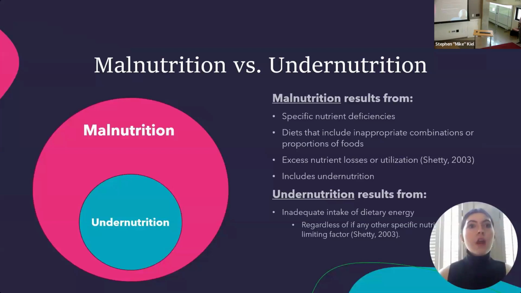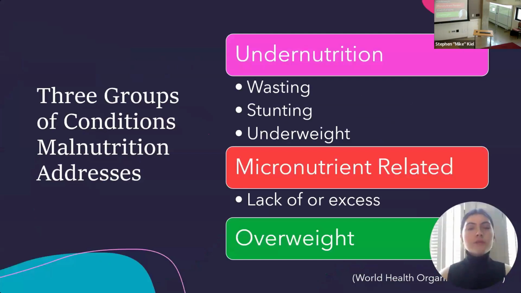Undernutrition results from inadequate dietary energy intake, which happens regardless of whether any other specific nutrient is a limiting factor. Malnutrition is a larger category that includes undernutrition. Malnutrition refers to imbalances, excess, or deficiencies in a person's energy and/or nutrient intake. The term malnutrition addresses three broad groups of conditions: undernutrition, micronutrient deficiencies, and being overweight.